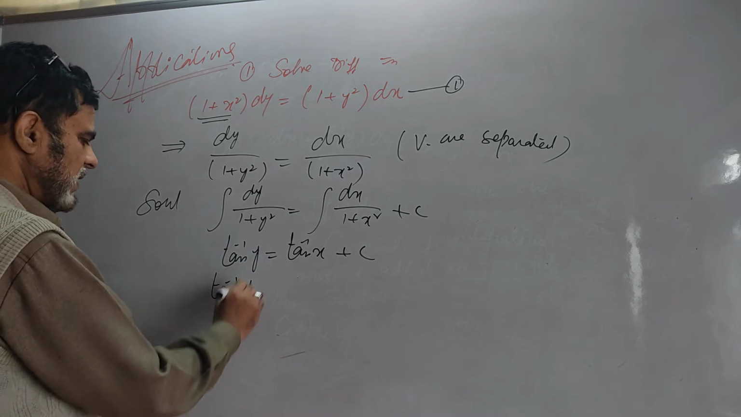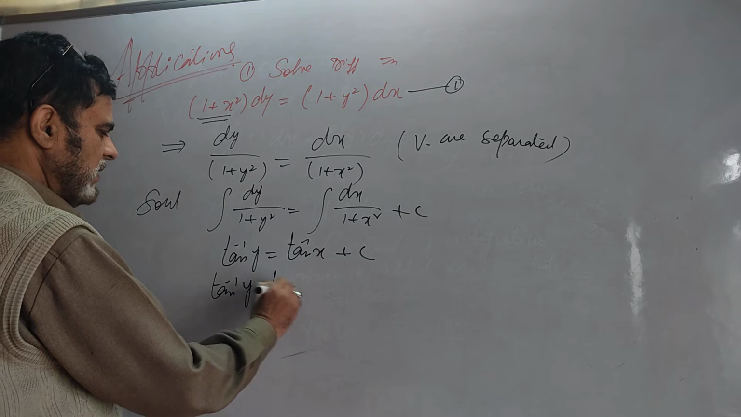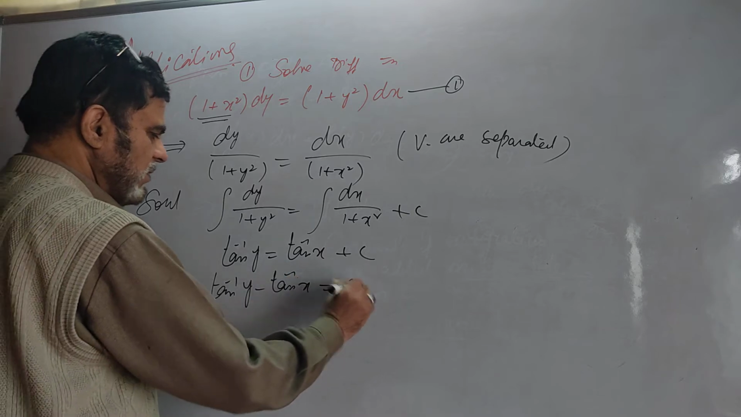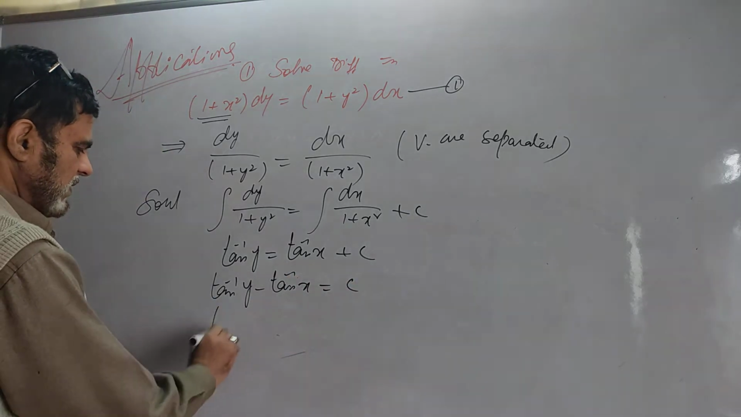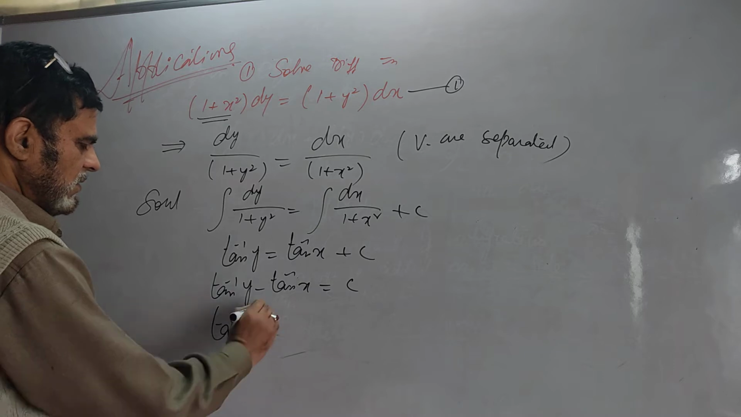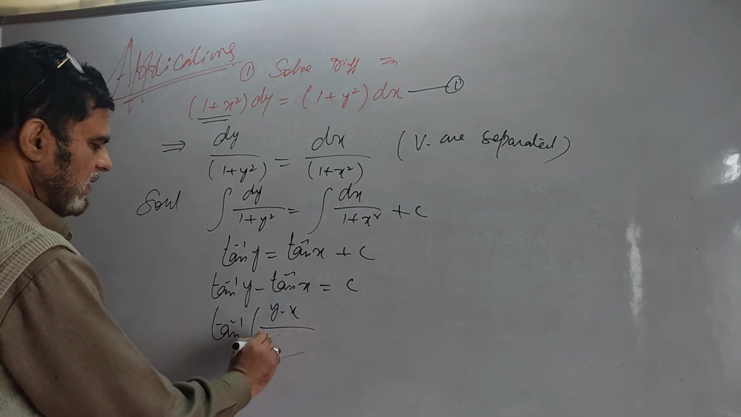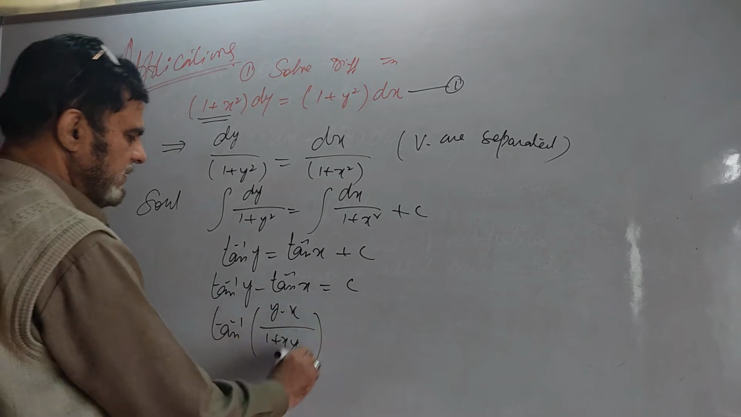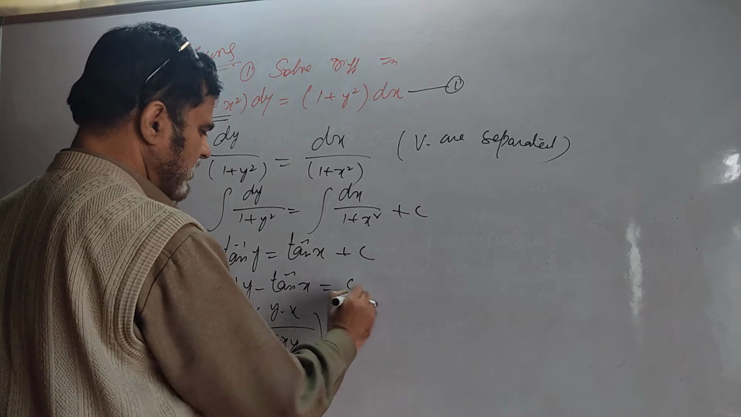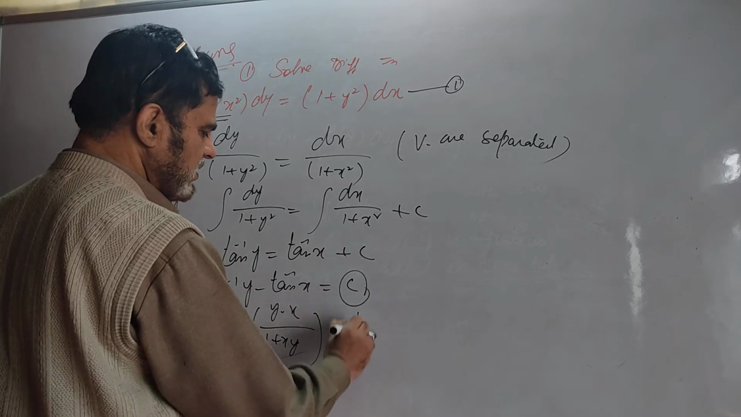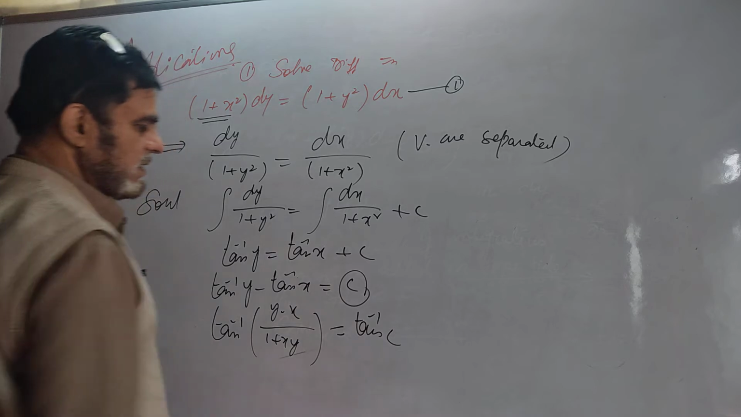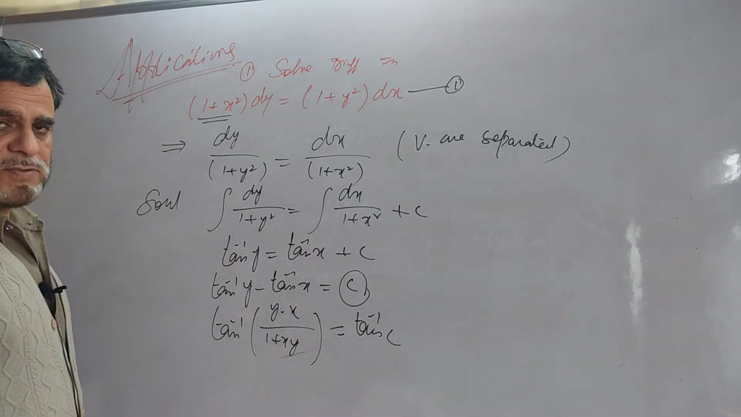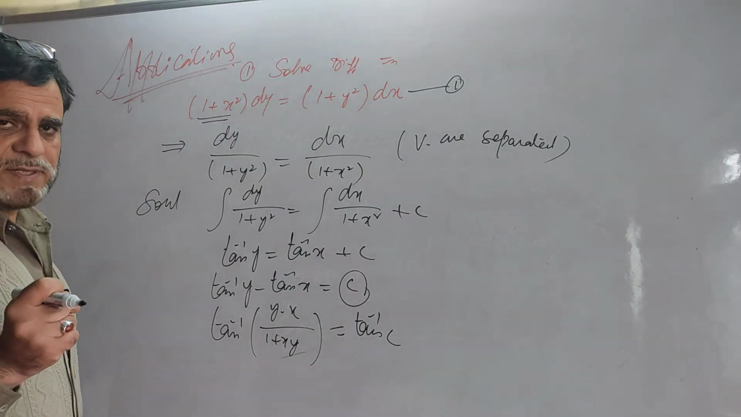You can write it in this way also, tan inverse y minus... if you want to further simplify it, you can do it. It is tan inverse of (y minus x) by (1 plus xy) is equal to, let me choose this c, this arbitrary constant, let us choose this tan inverse c. No problem. It is at your disposal, arbitrary constant.